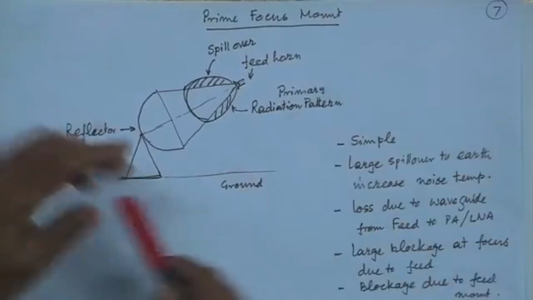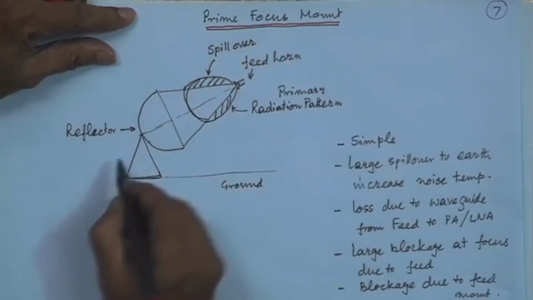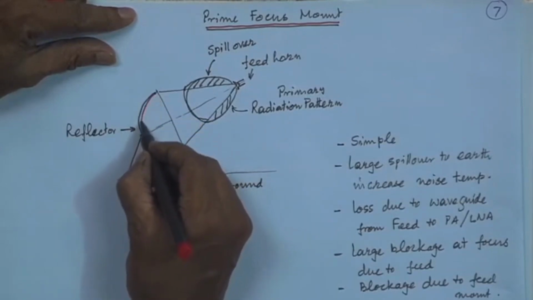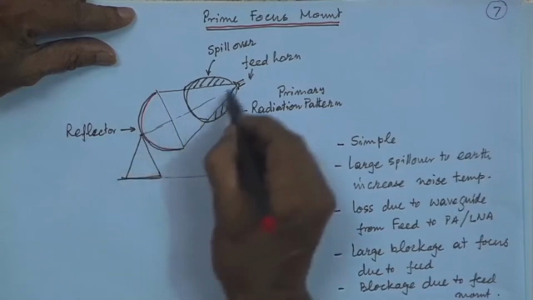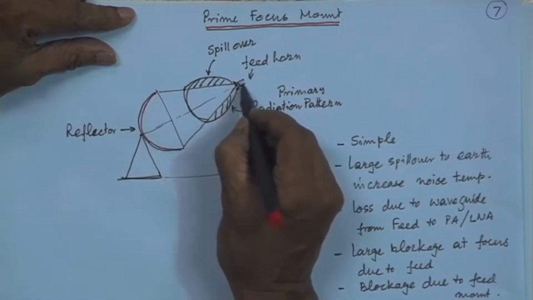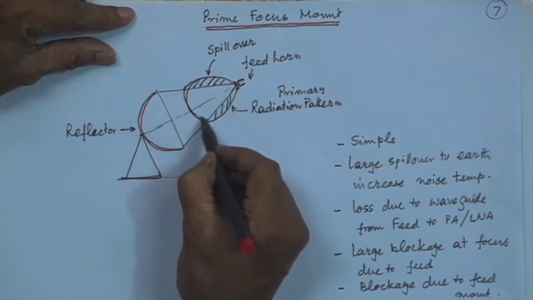I have some ready diagram for you. Let us say this is a prime focus mount. This one is called prime focus mount. Here the reflector is here, a parabolic reflector, and at the focal point we have a feed horn, and the feed horn has a radiation pattern like this.